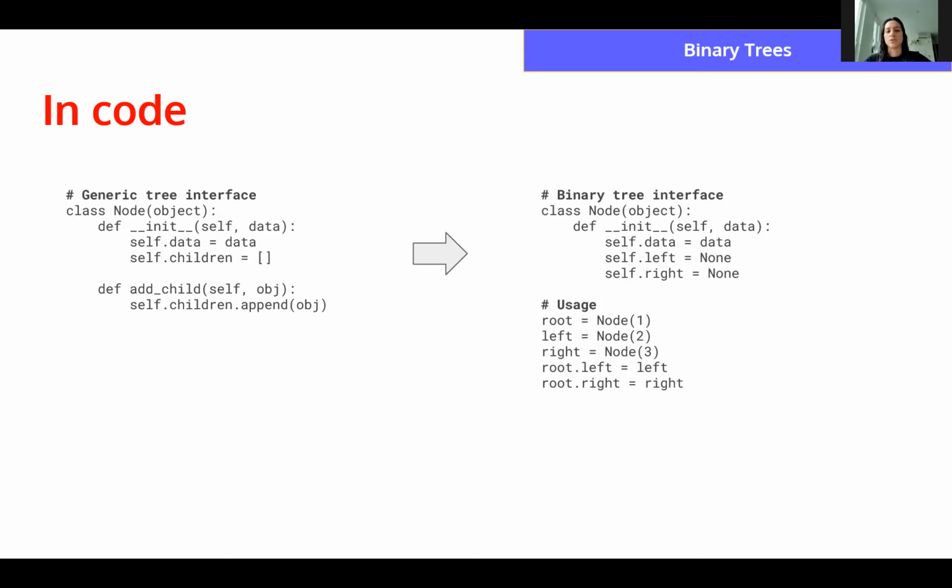So with the usage down there below the binary tree interface, you'll see that we are initializing the root with a value of 1. We're initializing a node left with a value of 2 and right with a value of 3. And then we are assigning the left and right child to our root. So can anyone tell me what this tree here would look like?